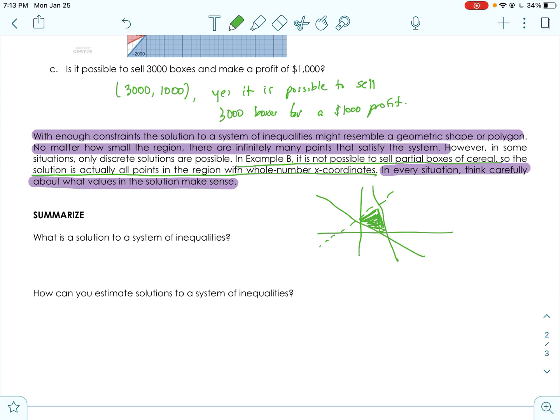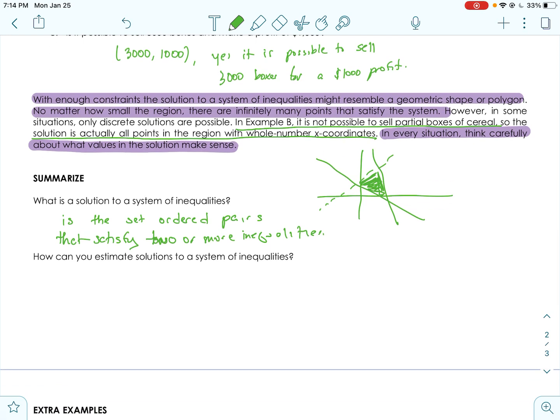Now, looking at the summary questions, it says, what is a solution to a system of inequalities? A solution to a system of inequalities is the set of ordered pairs that satisfy one or two or more inequalities. And finally, how can you estimate solutions to a system of inequalities? You look inside the region of solutions.